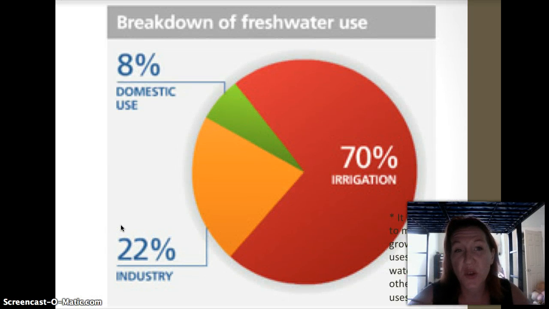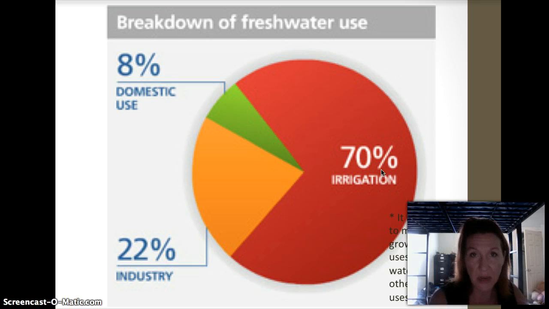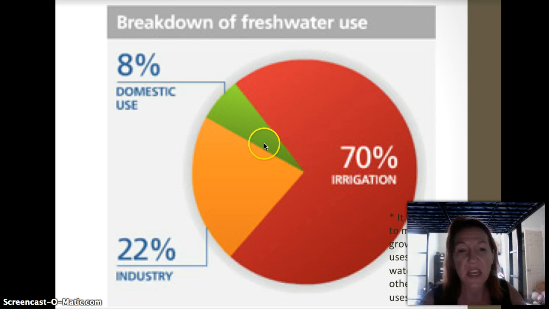Breakdown of freshwater use. This is a pie chart, and this is utilizing colors to show us what is the use of the fresh water that we have available to us. And 70% of our use of it is for irrigation. This is for farming purposes because the plants need water and we have to have a way to get that water to them. So that is called irrigation.